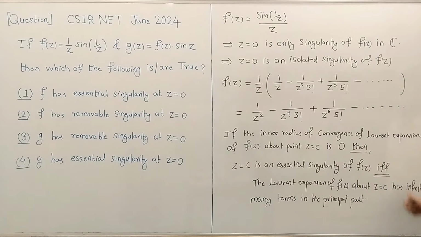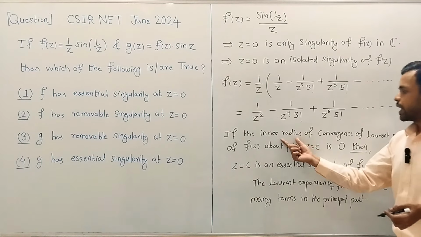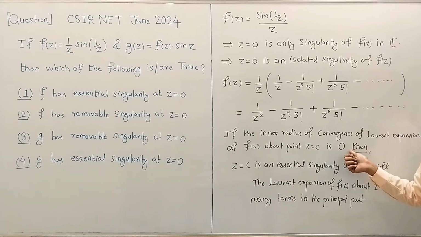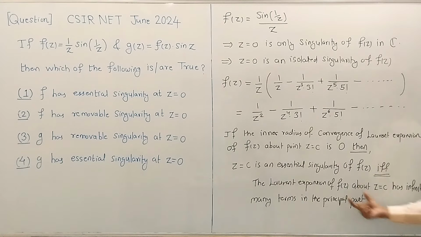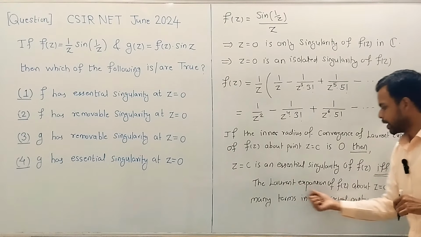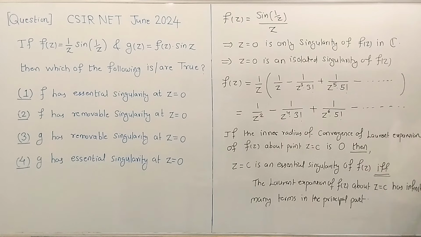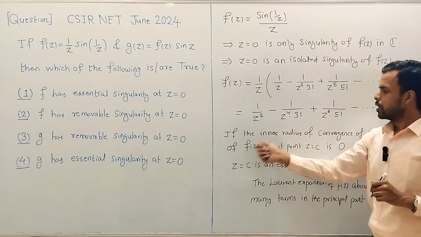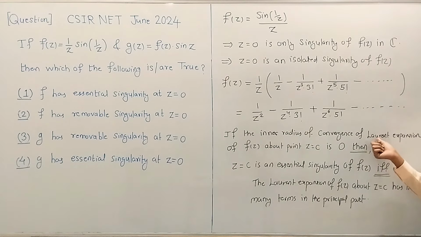So what this result says: if the inner radius of convergence of the Laurent series of f of z about some point z equals c is 0, then we can use this result, and the result is that z equals c is an essential singularity of f of z if and only if the Laurent series expansion of f of z about z equals c has infinitely many terms in the principal part. Now, note that for this series, that is the Laurent series expansion of f of z about z equals 0, clearly the inner radius of convergence is 0. The inner radius of convergence of this series is 0. Why?